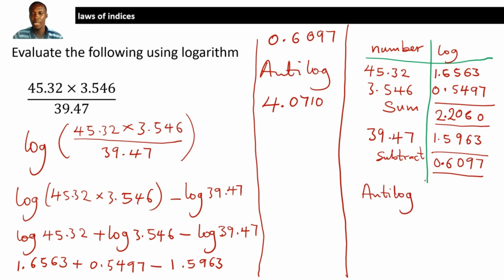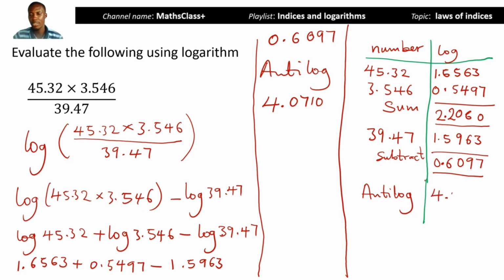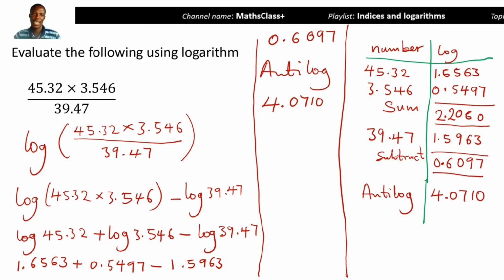And that will be antilog of 0.6097, which will be 4.0710, and so that's our answer. This is how we do it.